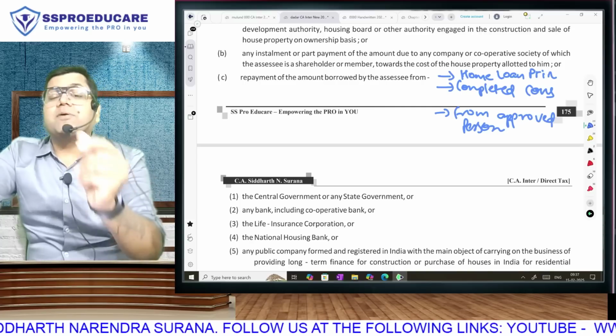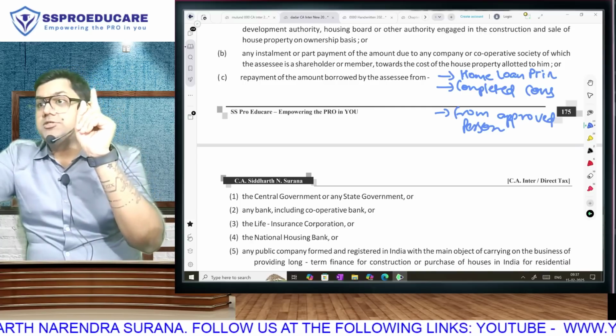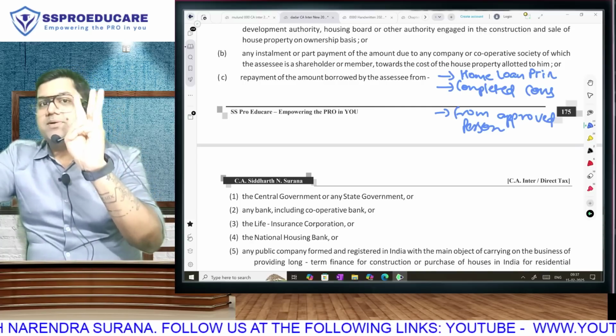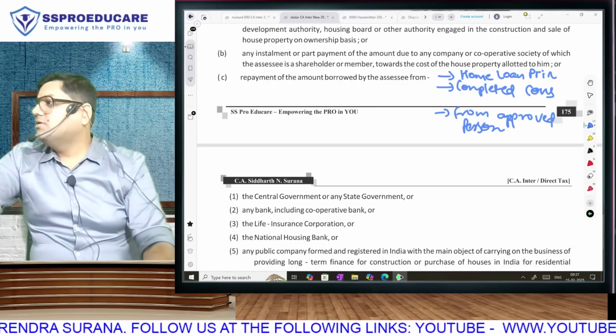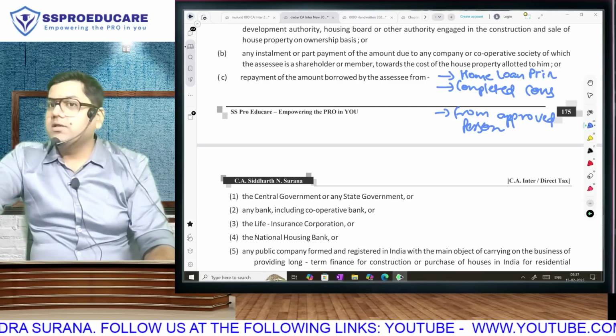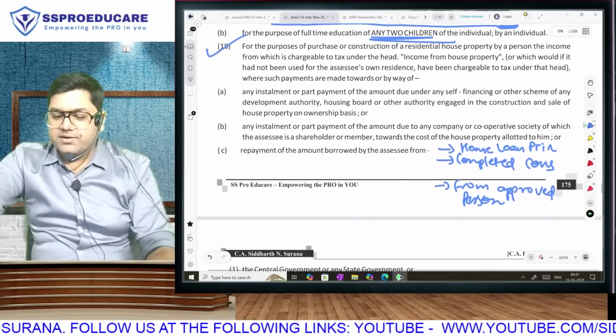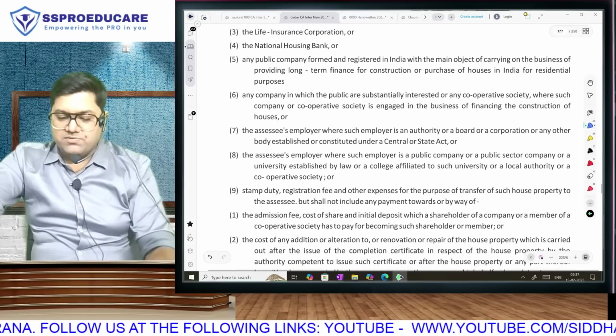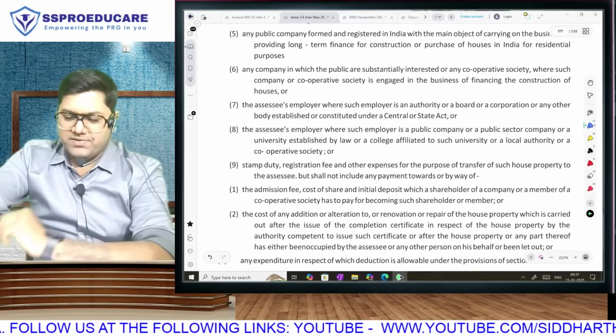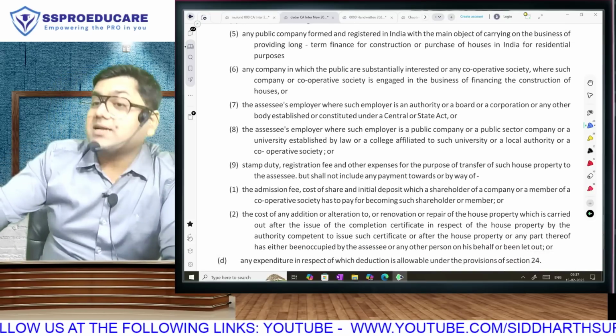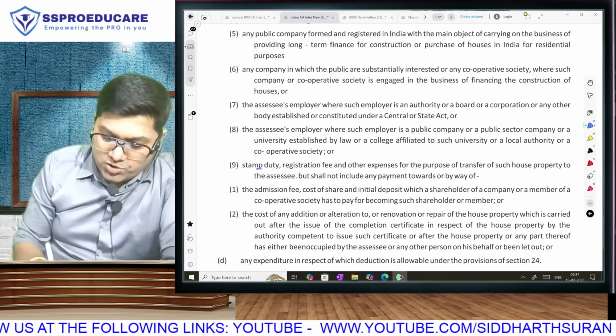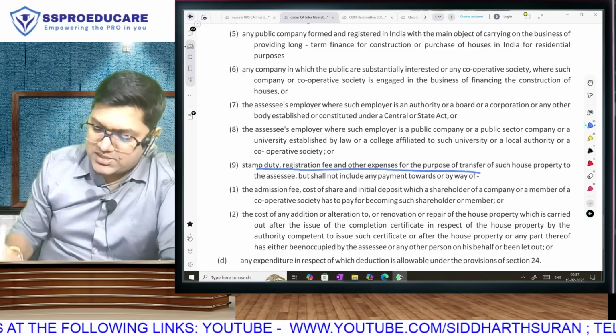So, only principal, because interest goes in house property. Only completed construction and only from approved persons. Are you clear? So, this will summarize your point 18. Because if you observe, lots and lots of things are given here. Okay. Other clarity I want to give, that when you buy a house, you have to pay your stamp duty, registration fees and all that also.